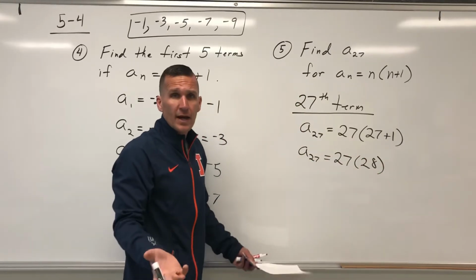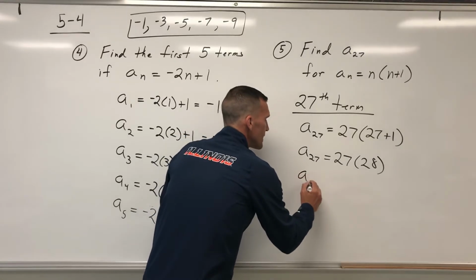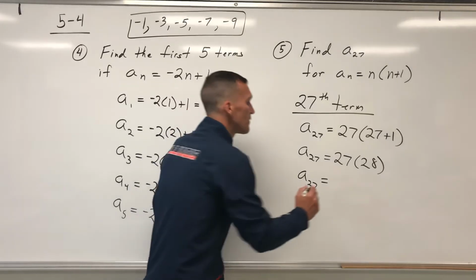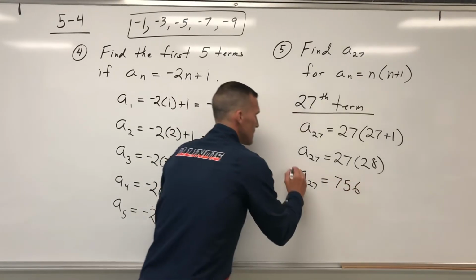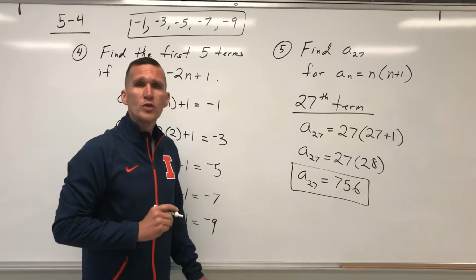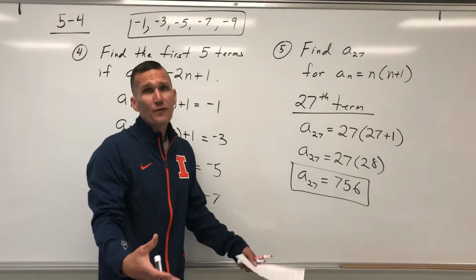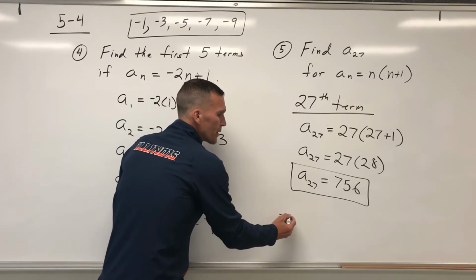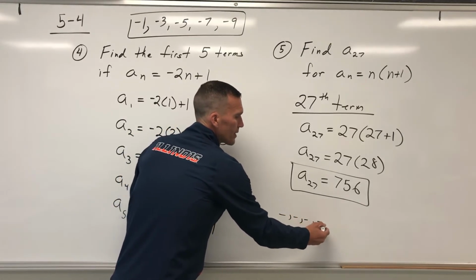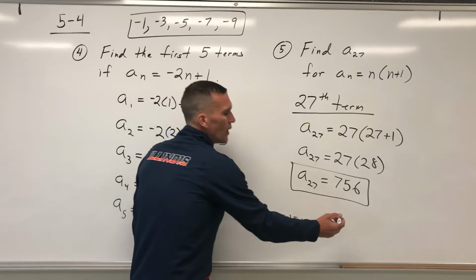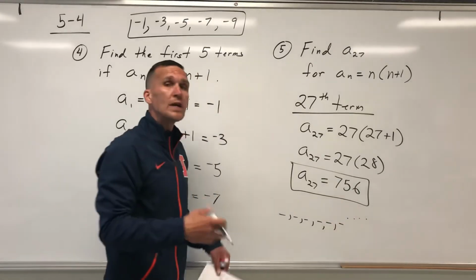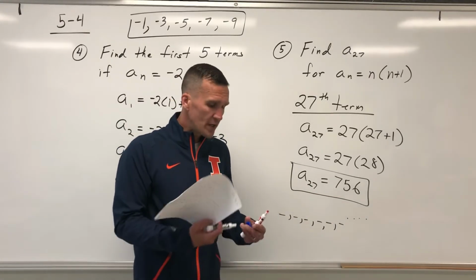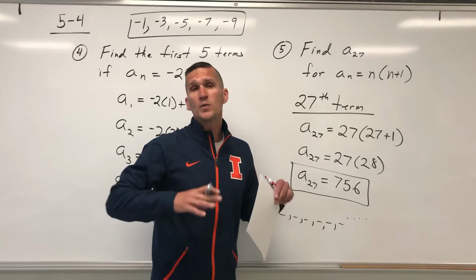Now that is not something that I normally do without a calculator. So I'm going to say a sub 27 equals, type it in my calculator, which I already have, is 756. And you should know what you found there. If you have the sequence, that'd just be the 27th number. So it'd be like a number, comma, number, comma, number, and then all the way down the line is the 27th number in that sequence. That would be it.